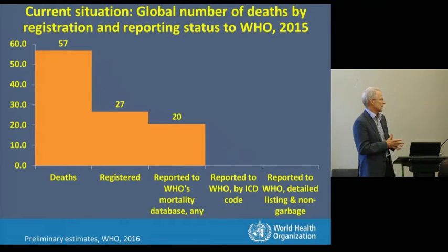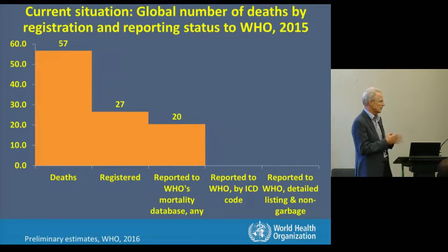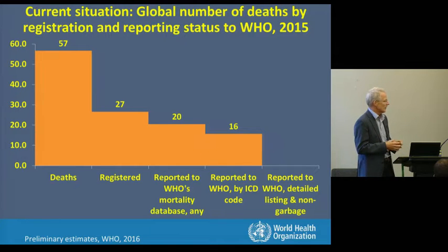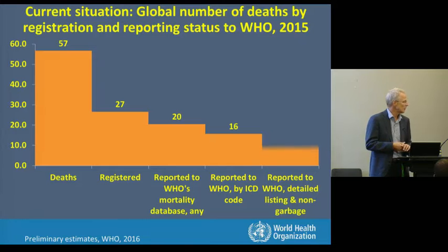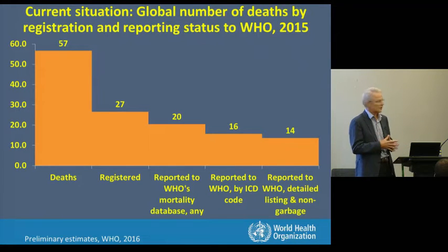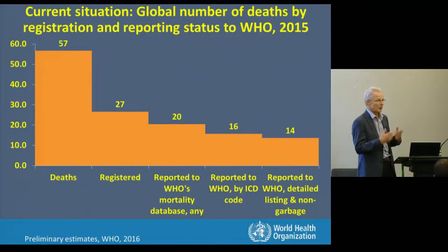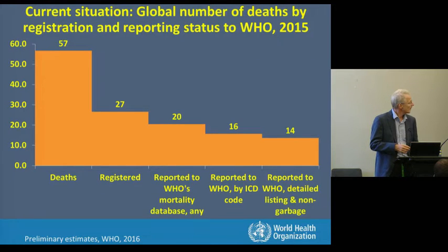Among those, 27 million deaths are reported to WHO, which is mandatory; all countries need to report mortality by age and sex and cause using the latest classification. We have about 20 million. And then if we look at whether the ICD code is used, we're going down to 16 million. And then if we evaluate the quality of those data, we're going down to 14 million. So actually only 1 in 4 deaths in the world have a proper ICD code in 2015.